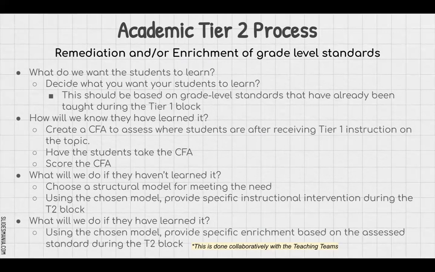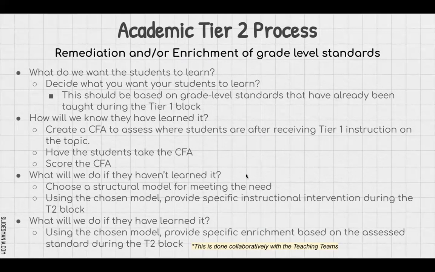How will we know if they have learned it? We're going to create common formative assessments to assess where students are, where they're at. And based on those common formative assessments, that's how we're going to determine which tier group they are and if they are ready to move out of tier 2 back into tier 1 for that skill.